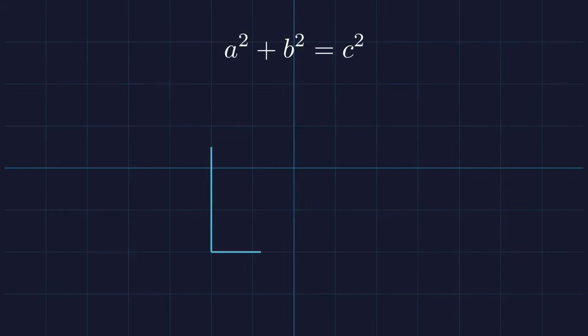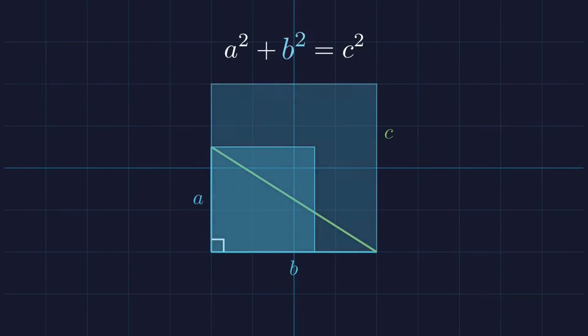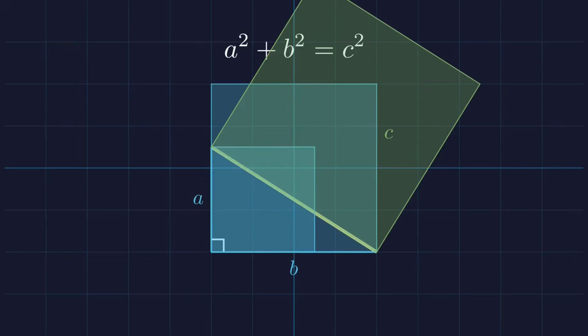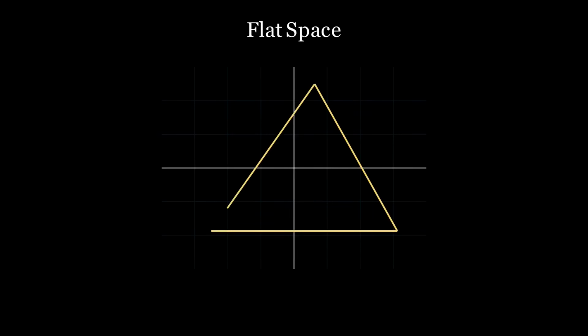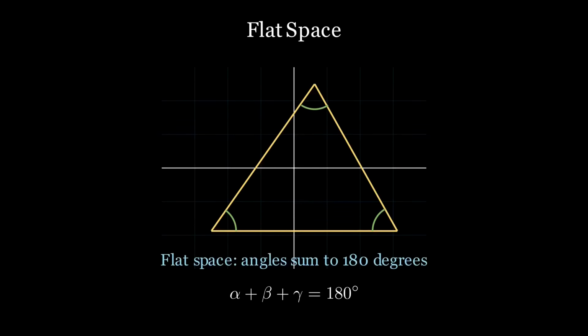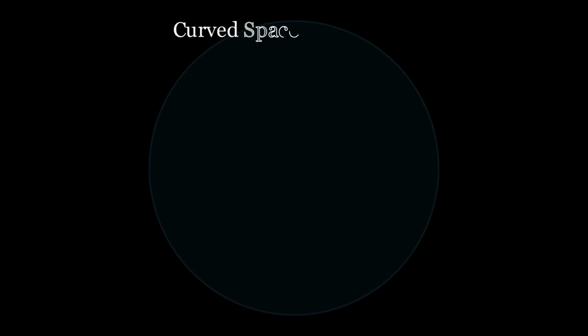This is the mathematics behind it. The Pythagorean theorem tells us that the hypotenuse, the straight line across, is always shorter than going around the corners. But here's the crucial question. What if space itself is curved? In flat space, geometry behaves exactly as we learned in school. Draw any triangle on a plane, measure its 3 angles, and they always sum to exactly 180 degrees.